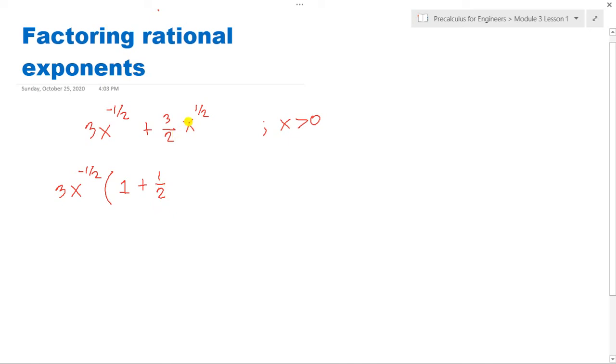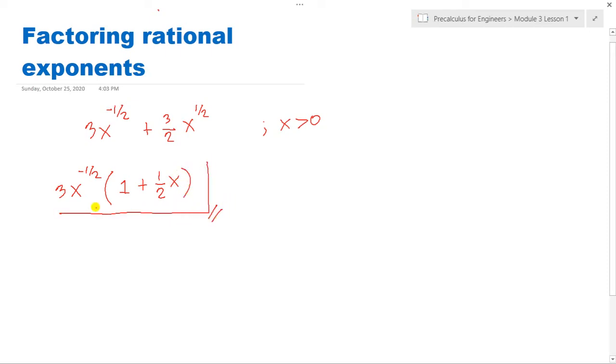How about for x raised to 1 half? So, 1 half minus negative 1 half. So, 0.5 minus negative 0.5 is equal to 1. So we now have x na lang. So x. So therefore, this would be our factored form.